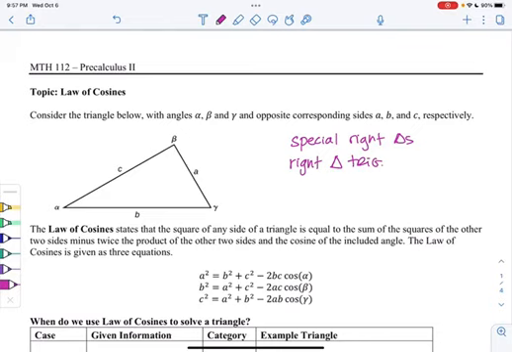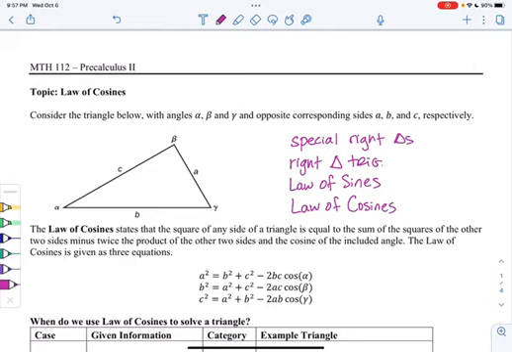When we got to oblique triangles, we said, okay, well, we can still solve these, but we're going to need law of sines. Now, law of sines worked for some types of cases that we could get, but not for all of them. So then we introduce law of cosines. And we'll talk about which cases the law of cosines applies to.